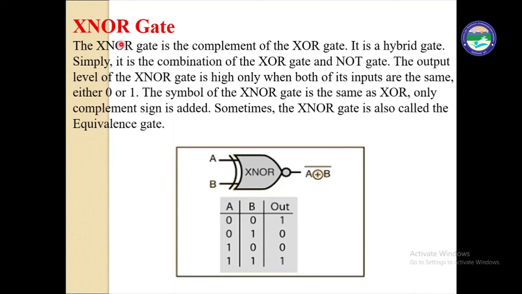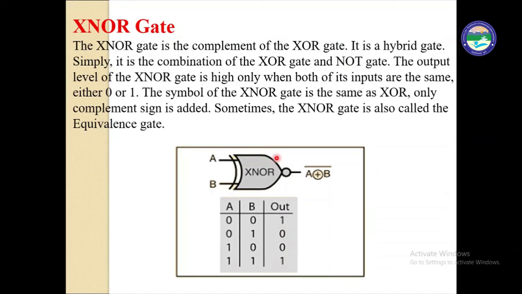This is the XNOR gate. This XNOR gate is basically the complement of a XOR gate, and it is also known as a hybrid gate, a combination of a XOR gate and a NOT gate. The output of the XNOR gate is high only when both the inputs are the same, as shown in this truth table. If both the inputs are the same, we'll get the output 1, otherwise we will get the output 0.